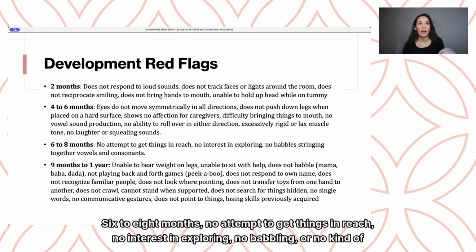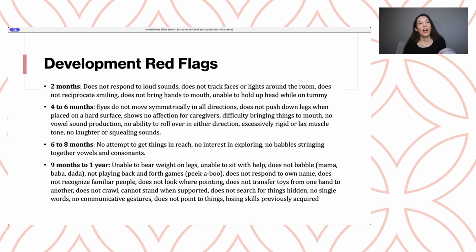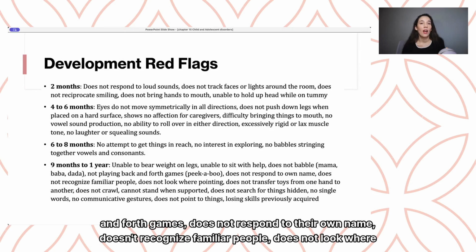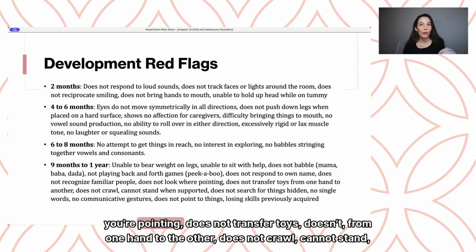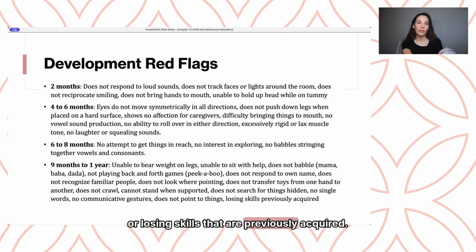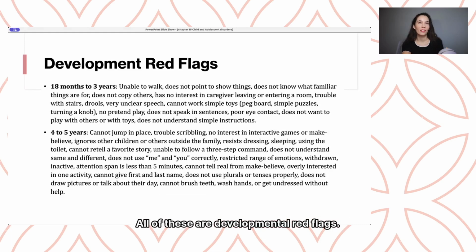At 6 to 8 months, no attempt to get things in reach, no interest in exploring, no babbling, or no kind of making noises. At 9 months to 1 year, unable to bear weight on their legs, unable to sit up, not babbling, not playing back and forth games, does not respond to their own name, doesn't recognize familiar people, does not look where you're pointing, does not transfer toys from one hand to the other, does not crawl, cannot stand, doesn't search for things that are hidden, no single words, no communicating gestures, no pointing at things, or losing skills that were previously acquired. All of these are developmental red flags.